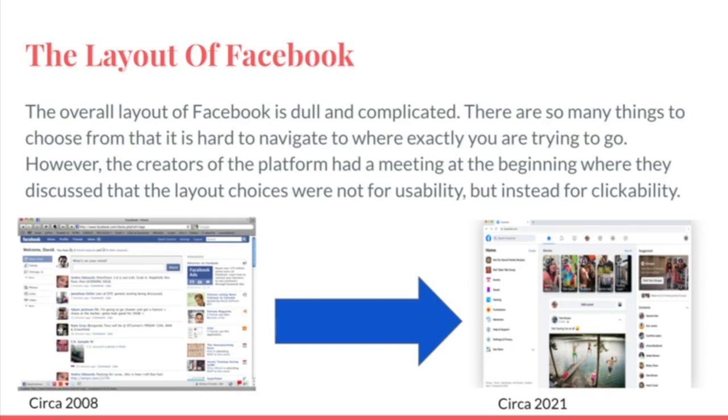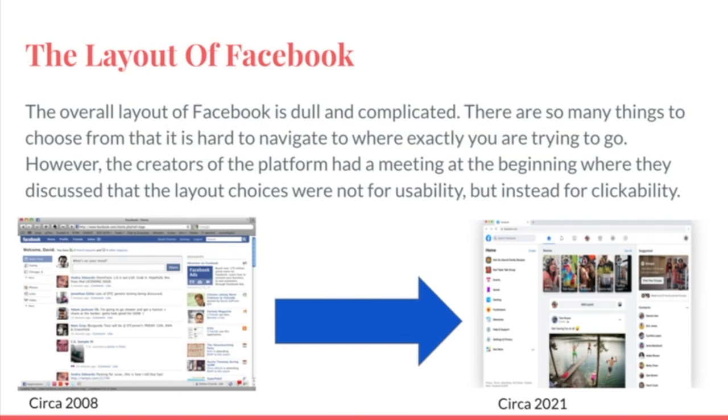The creators had to be smart with their design choices. They needed things that would catch the reader's eye and keep them engaged. They accomplished this by keeping the overall layout fairly dull and complex looking. There are so many buttons to choose from that it is hard to navigate where you are going without clicking through multiple other tabs first. The designers of Facebook were not designing initially for usability, but instead for clickability. This is an example of the way the layout changed from 2008 to 2021.